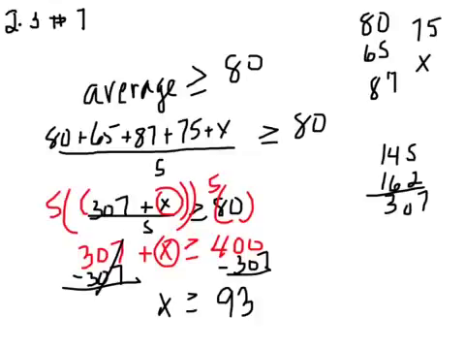She wants to make an 80 as her average, and that's the smallest average she wants to get. It's got to be at least 80. She needs to make 93 on her next test or more. So it could be bigger than 93, but she's got to make at least a 93.